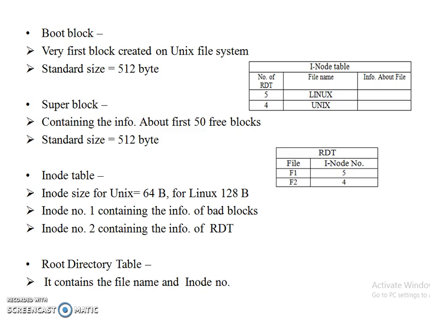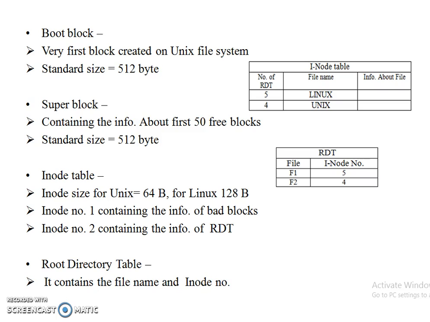Unix keeps one table in the user area, that is the root directory table, also known as the directory table. In this there are two types of attributes: file and inode. File 1 is stored at inode number 5, and file 2 is stored at inode number 4. So go to inode number 5 and you can retrieve the file, because all the information about F1 is there. Unix keeps the information about the first 50 free blocks out of n free blocks in the super block. Remaining free blocks are available in some other block in the user area.